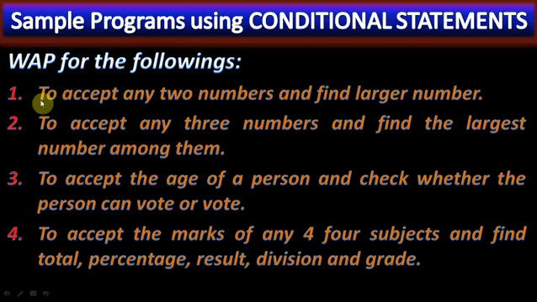Here is question number one, and I want to show you the question. First, to accept any two numbers from the user and find the larger number. Question number 2, to accept any three numbers and find the largest number among them. Next, to accept the age of a person and check whether the person can vote or not. Then, to accept the marks of any four subjects and find total, percentage, result, division and grade. So let's begin from the first question.